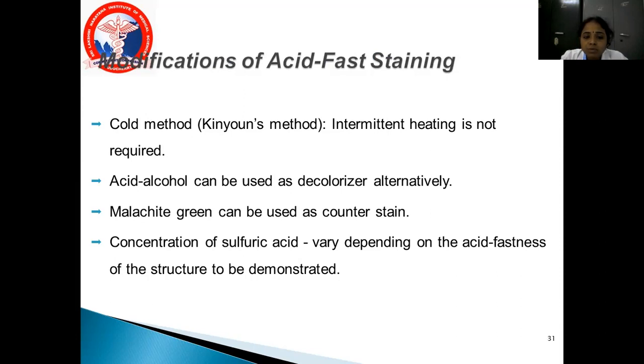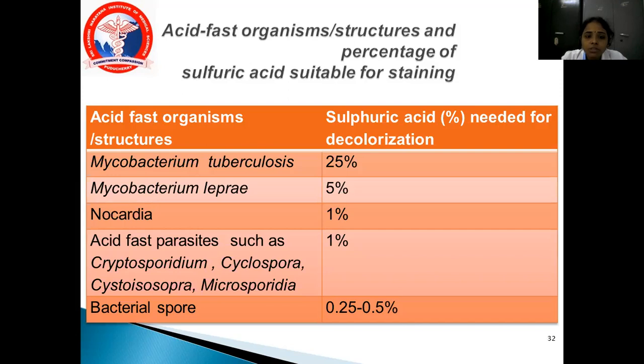The concentration of sulfuric acid varies depending on the acid fastness of the structures to be demonstrated. In the case of Mycobacterium tuberculosis, we use 20 to 25% sulfuric acid. In the case of Mycobacterium leprae, we use 5% sulfuric acid. For Nocardia, which is also acid-fast, we use 1% sulfuric acid. It varies, depending on the organism and the percentage of sulfuric acid suitable for staining.